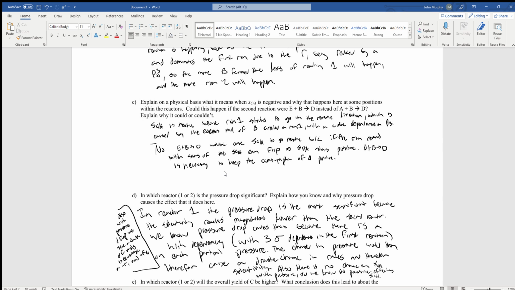So if reaction 1 flipped to the reverse direction, then the consumption of A would instead be negative because it's a production of A, while the production of C is going to be negative too. It's two negatives. They cancel out to be a positive. That's all I'm trying to say.